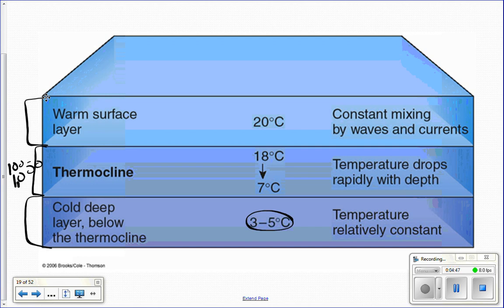This picture is a little bit deceiving because this last layer down here is going to be very, very deep. It's going to comprise most of the ocean, so it's not equal like this. This will be a bigger layer than this top layer, and this layer down here can be miles deep. So it's a little bit misleading, but those are the characteristic layers of the ocean.